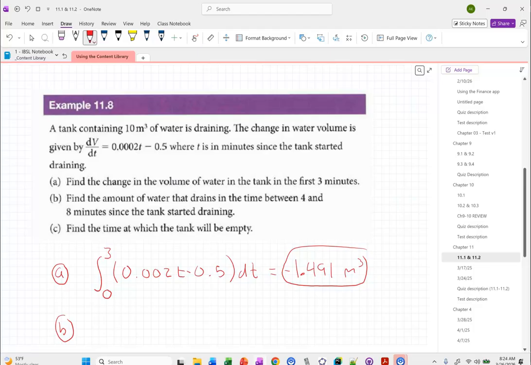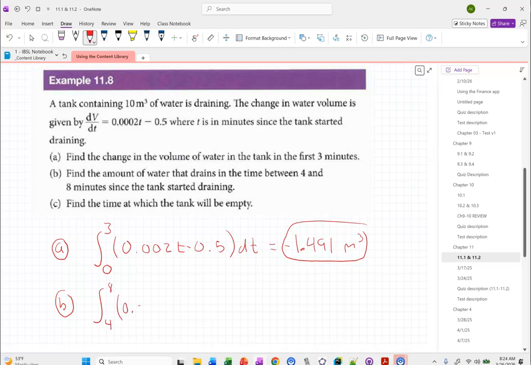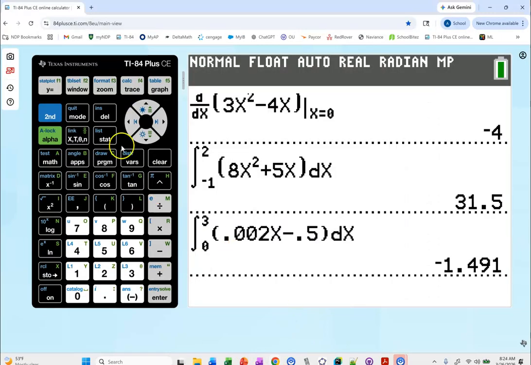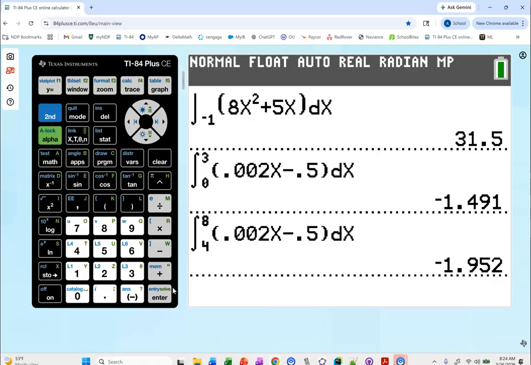Part B says then find the amount of water that drains in the time between 4 and 8 minutes since the tank has started draining. Well, shouldn't that just be the integral from 4 to 8 of the same thing that we just did? Yup, it will be. Well, that's wonderful. That's super easy. So that's negative 1.952.